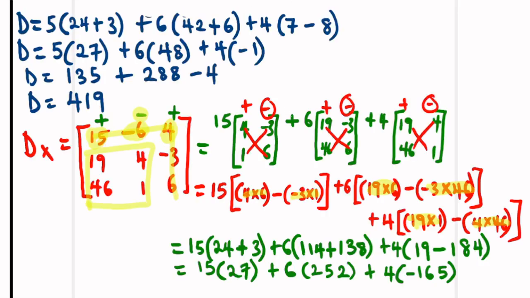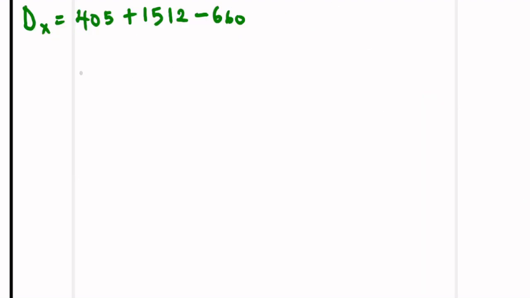So let's have it here. Our determinant of x is equal to 15 times 27, which gives us 405. 6 times 252 gives us plus 1,512. And then we'll have 4 times minus 165 gives us minus 660. So let's confirm that. Now, our determinant of x is equal to, when I add this and subtract, 1,257. So now that I've gotten the determinant of the coefficient of x, let's look for the determinant of the coefficient of y.